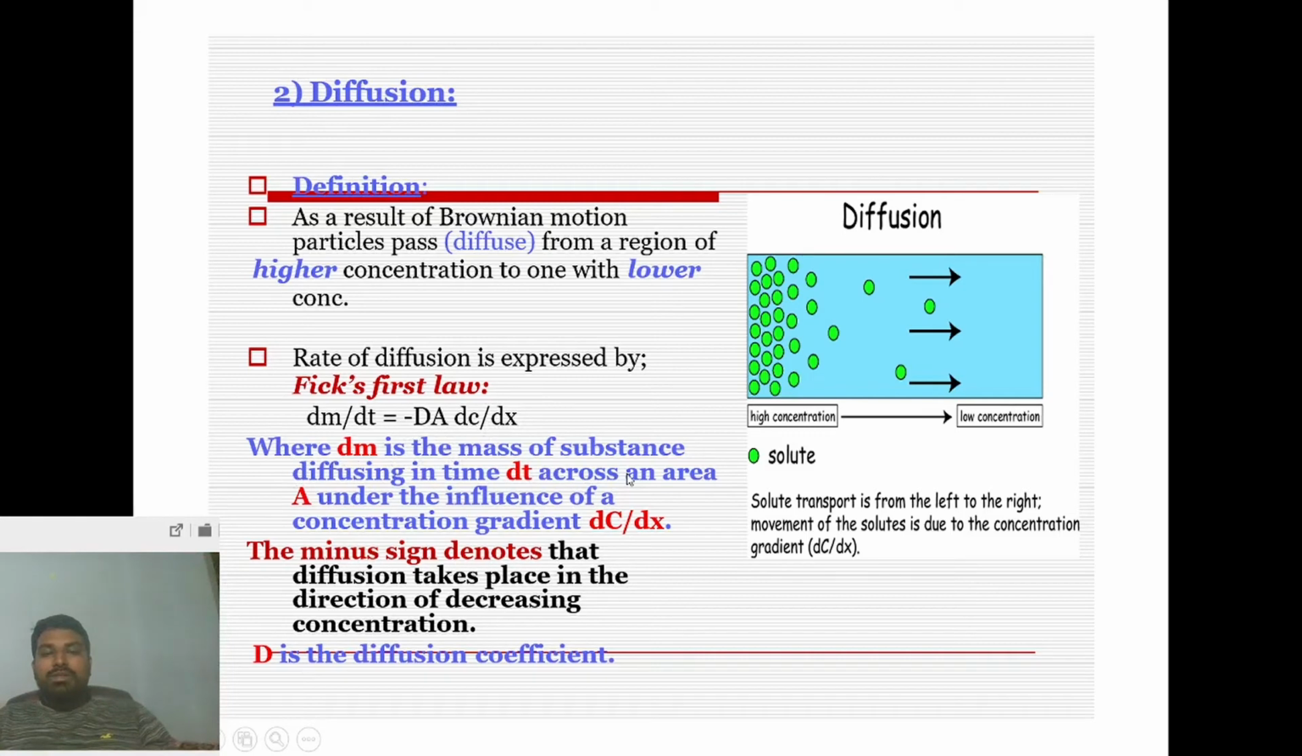Where dm is the mass of the substance diffusing in time dt across an area A under the influence of a concentration gradient dc upon dx. The minus sign denotes that the diffusion takes place in the direction of decreasing concentration. D is the diffusion coefficient. See, higher concentration to lower concentration. Solute transport is from left to the right. Movement of the solute is due to the concentration gradient.